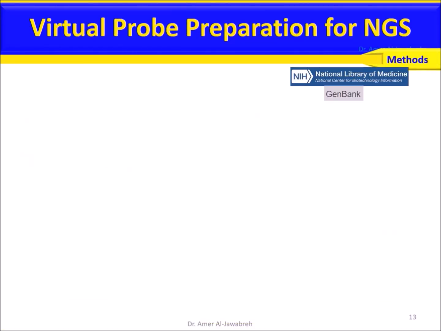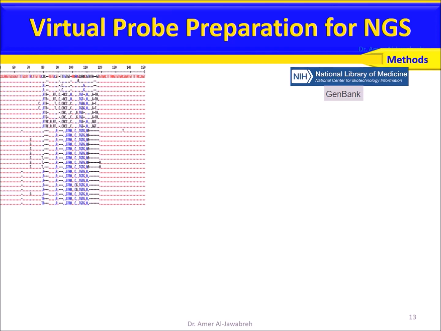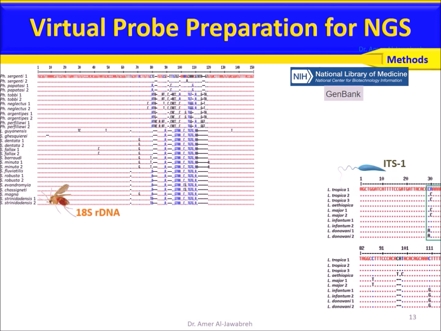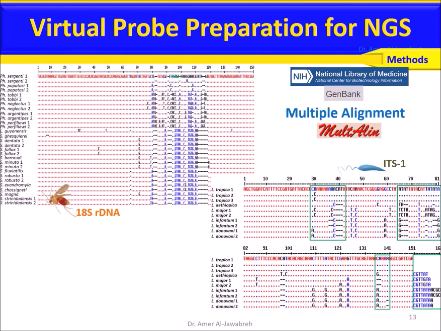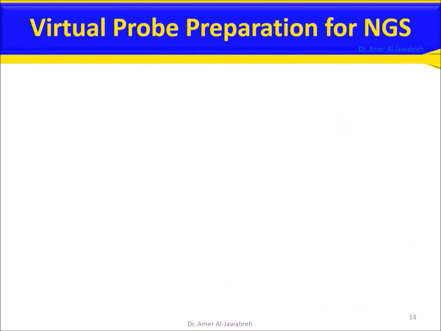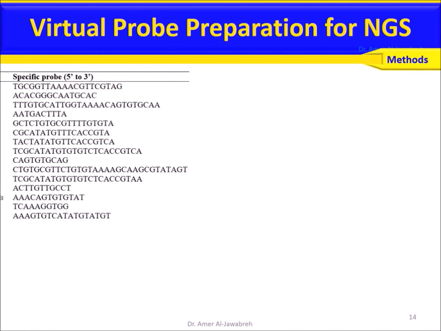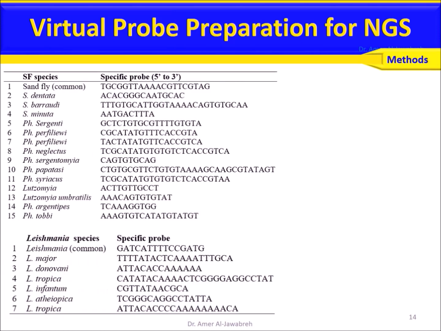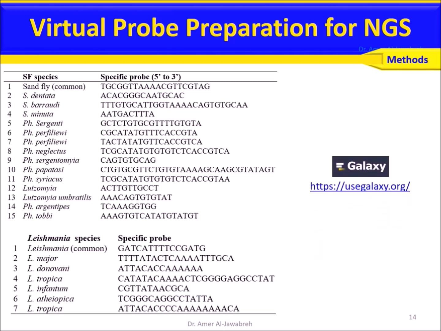Virtual probe preparation for NGS. Sandfly species and Leishmania species were retrieved from GenBank and aligned in search of conserved variable regions, green rectangles, to select the probes that will be used to identify each species of the sandflies and Leishmania. Virtual probe preparation for NGS. The 15 sandfly species probes and the 7 Leishmania species probes have been fed into Galaxy software. Galaxy will be asked to give us the name of the species whenever it locates its corresponding probe.